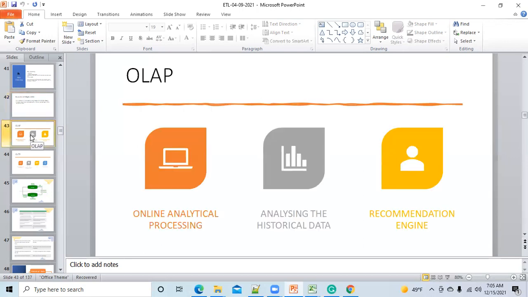Then we have OLAP. I think I've discussed OLAP earlier as well. OLAP is online analytical processing, and this is to process or analyze the historical data to understand the trend of your business. So whenever OLAP comes into the picture, the first thing is analysis.